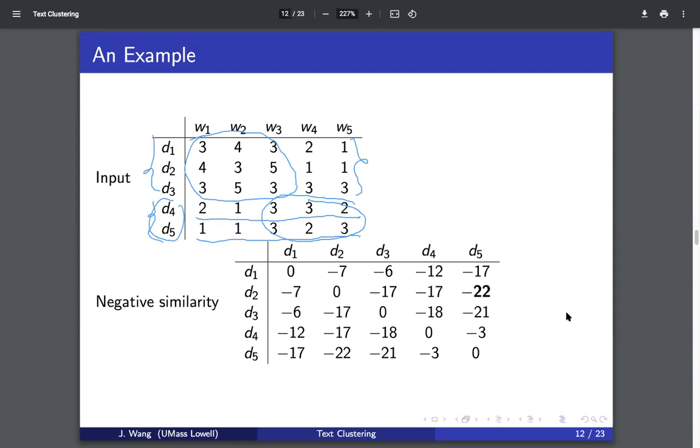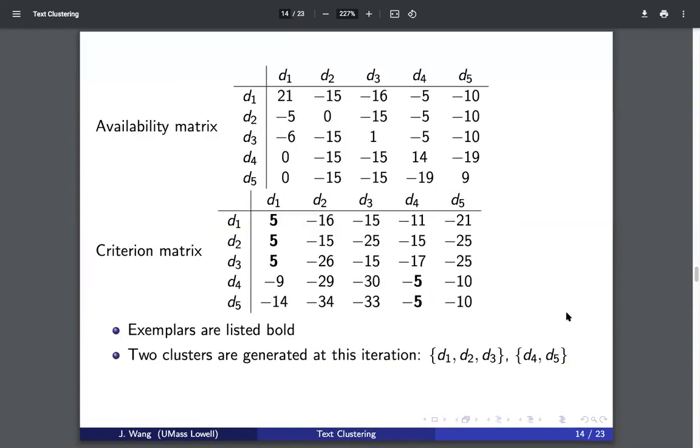But of course, it may not be the final clustering because we only carried out one iteration. So in order to determine whether this is the final result, you have to repeat the algorithm. This time we update R, then A, then S. Then we do R again, A again, and C again to see whether we still get the same clusters. If so, we stop. Otherwise, we update the clustering and repeat the algorithm. All right, so that is AP.